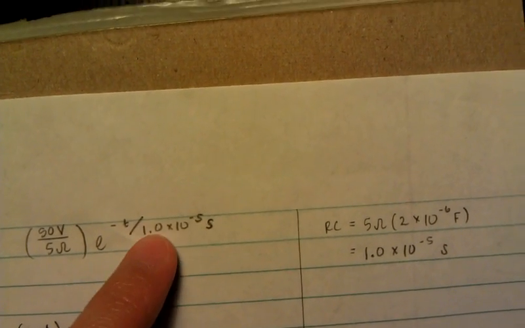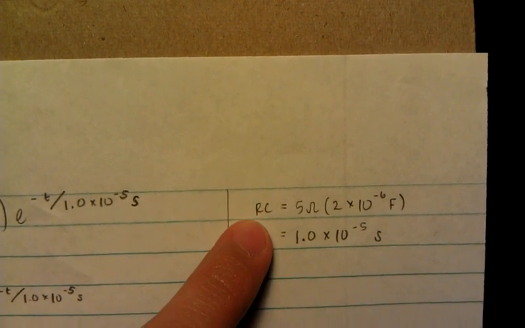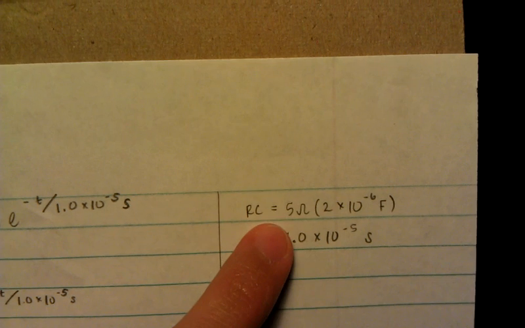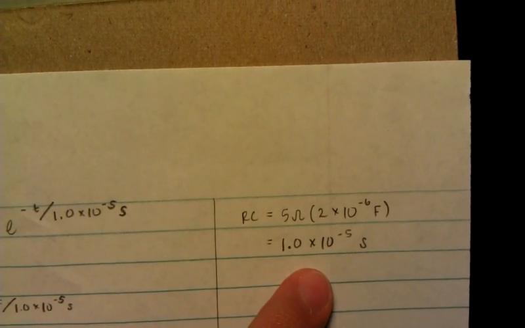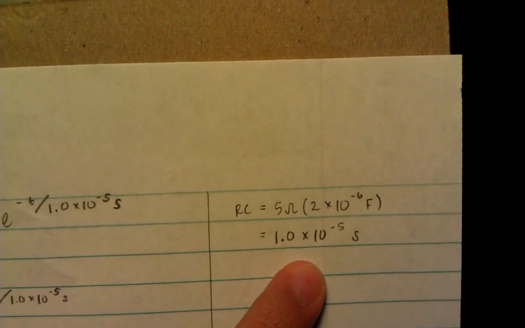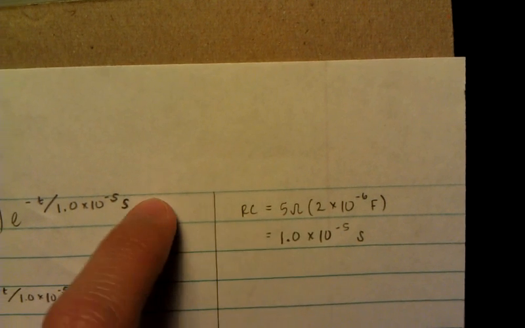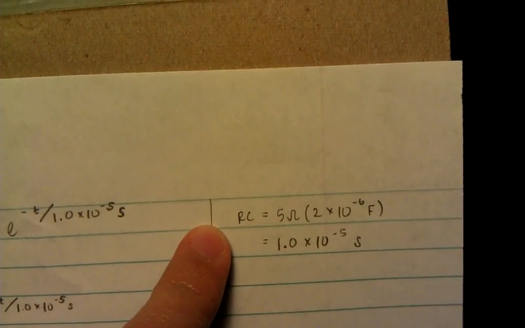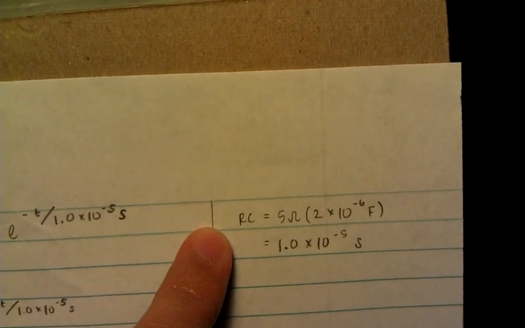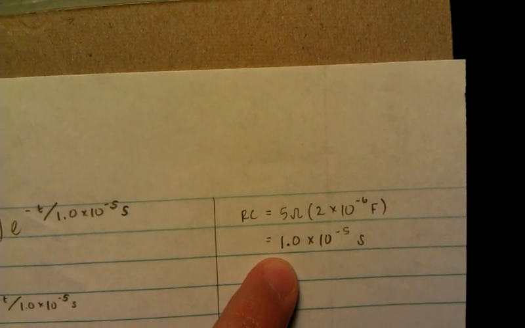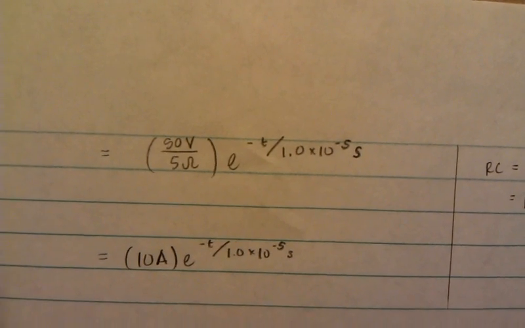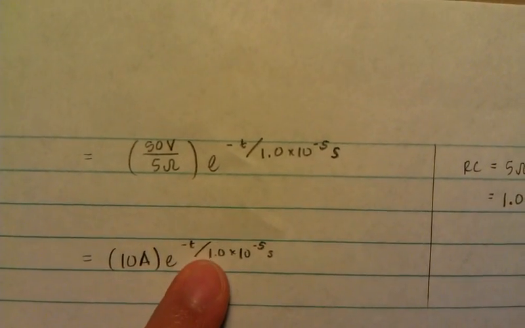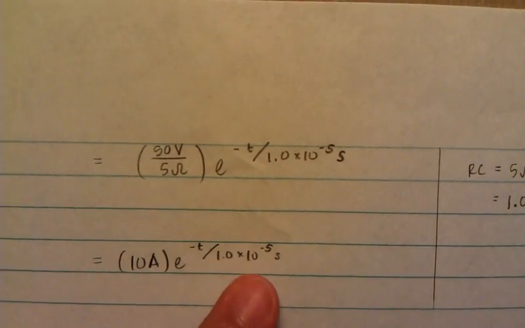And I got this value from solving RC, which is resistance times capacitance, which was 5 ohms times 2 times 10 to the negative 6 farads, which was the conversion of 2 microfarads to farads, and that'll yield 1 times 10 to the negative 5 seconds. And that gave us 10 amps times e to the negative t over 1 times 10 to the negative 5 seconds for current.